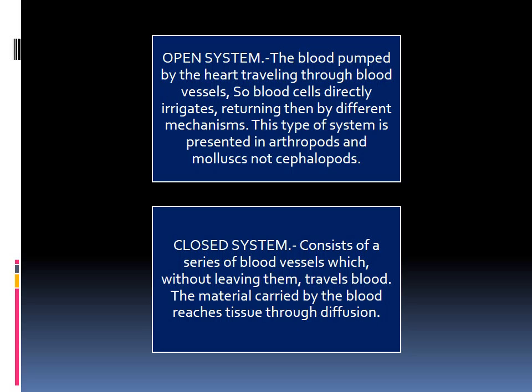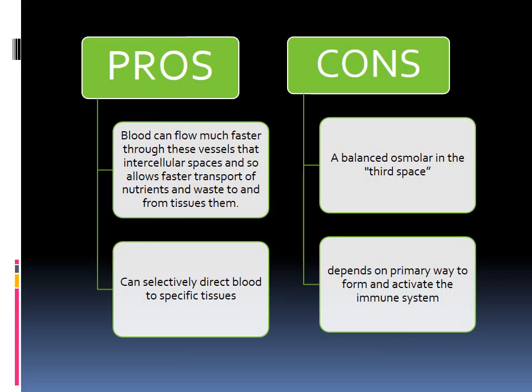A closed system consists of a series of blood vessels through which blood travels without leaving them. The material carried by the blood reaches tissues through diffusion.